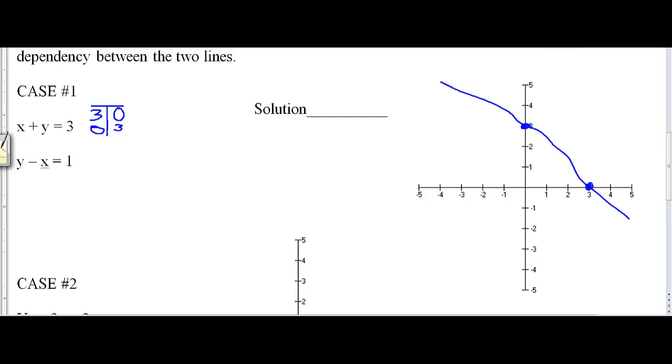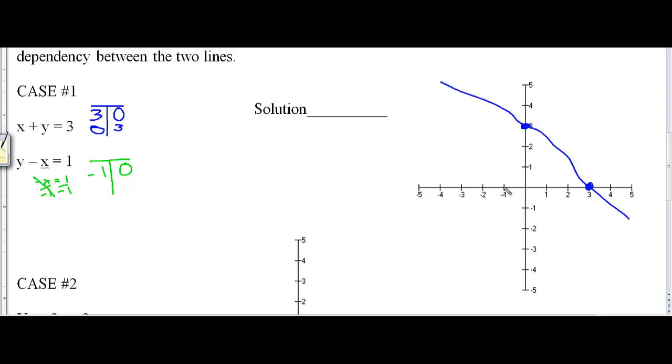So let's go back to drawing, but I'll change colors here. I'll change to a green, and we'll check the other line. We got y minus x is equal to 1. Same thing about finding intercepts. I'm going to find my x-intercept, so I'm going to plug 0 in for my y. If I plug 0 in for my y, I get negative x is equal to 1. Dividing both sides by negative 1, x is now equal to negative 1.